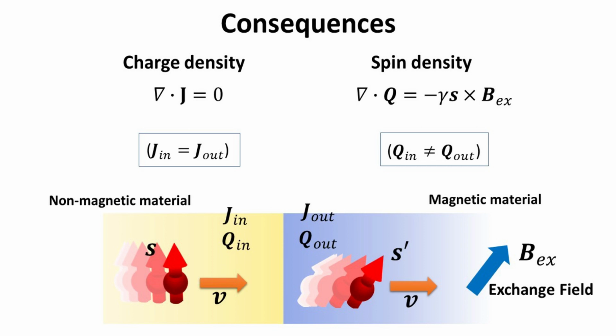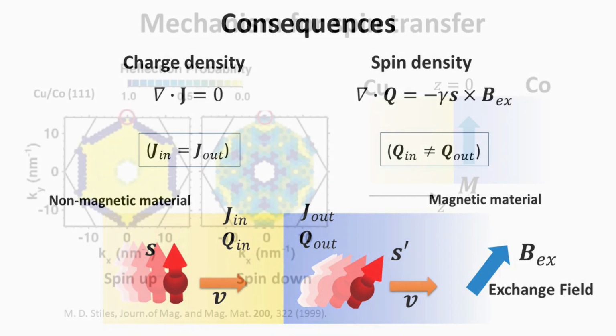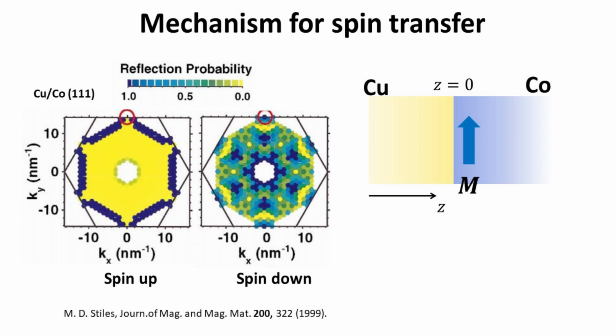Let's explore in more microscopic detail how the scattering of electrons with different spin polarizations takes place in heterostructures composed of magnetic and non-magnetic materials. The color maps display the reflection probability of spin-up and spin-down electrons at the interface between copper and cobalt. A sketch of the heterostructure is shown to the right. The electron incident from the copper layer propagates along the z direction towards cobalt and is scattered at the interface located at z equals 0. The system is assumed to be translationally invariant along the x and y directions. Hence, the momenta kx and ky are good quantum numbers.